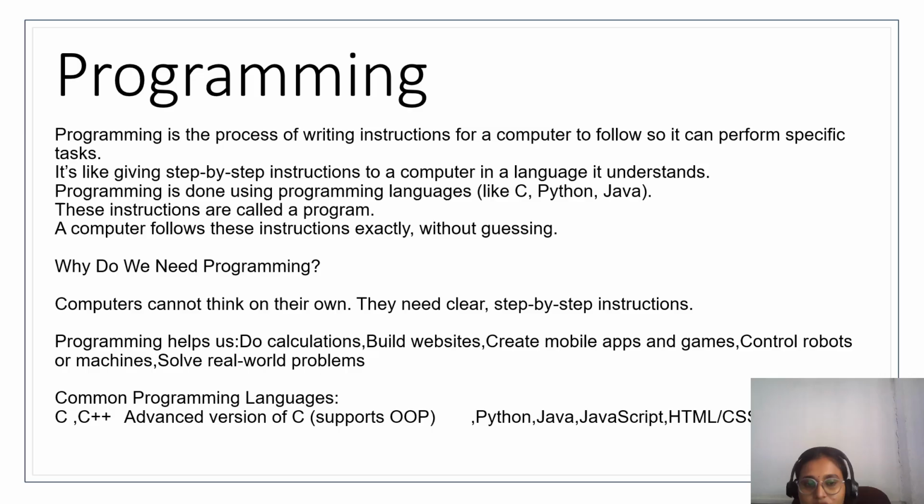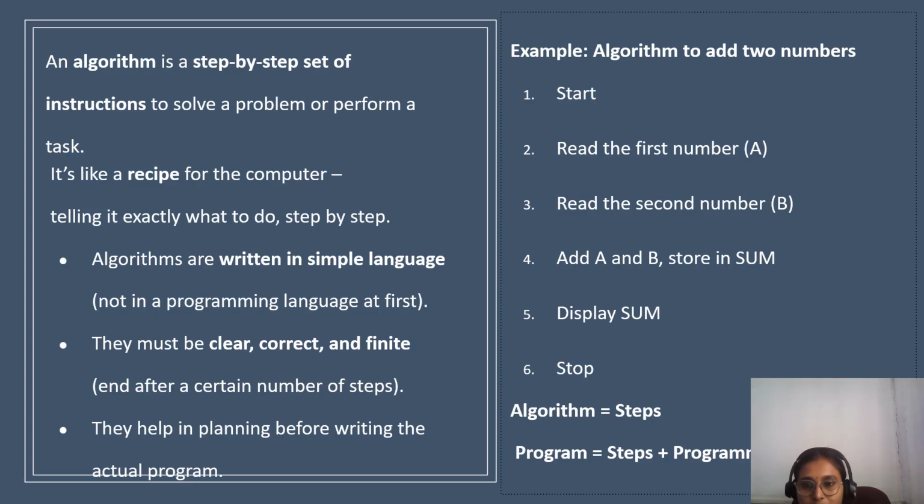And then, why do we need programming? Computers cannot think on their own, so they need clear step-by-step instructions. Programming helps us to do this. It helps us do calculations, build websites, create mobile apps and games, control robots or machines, and solve real problems. With the help of programming, we can do all these tasks. Some of the common programming languages are C, C++, Python, Java, JavaScript, etc.